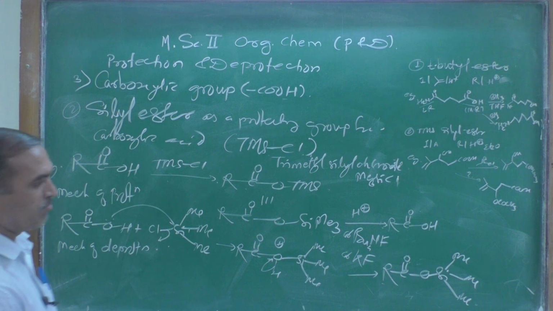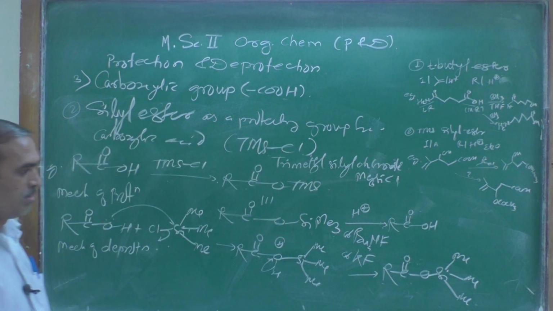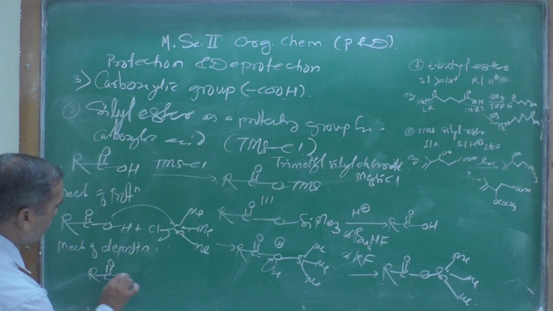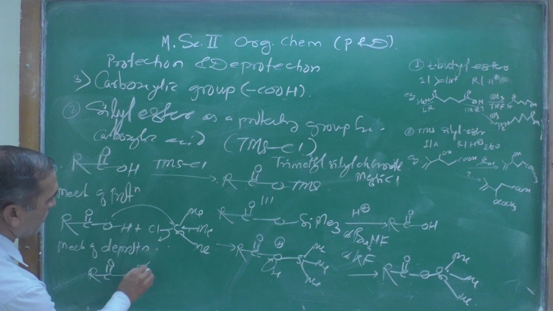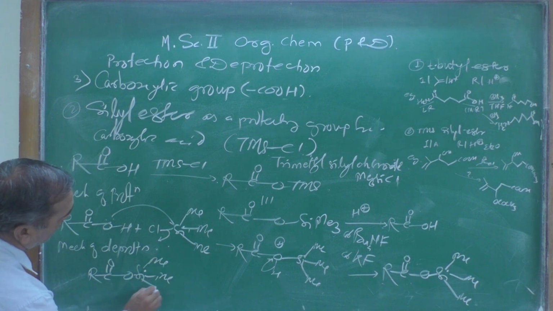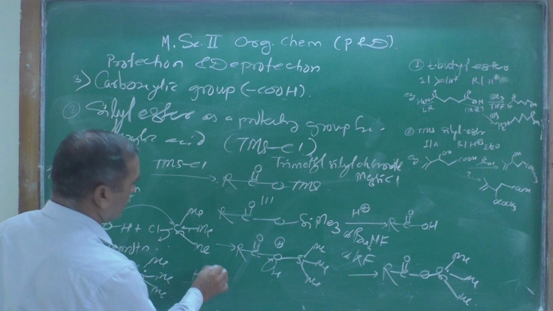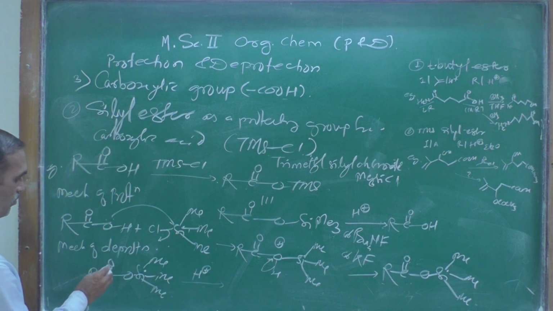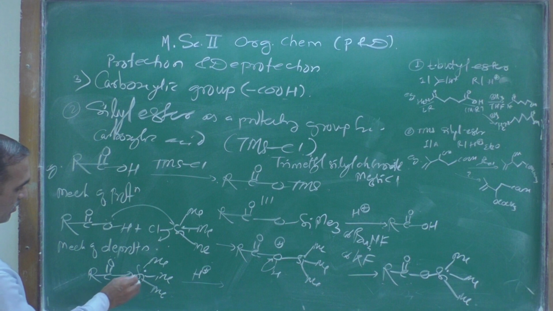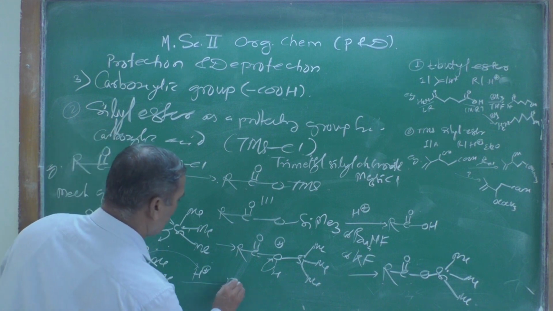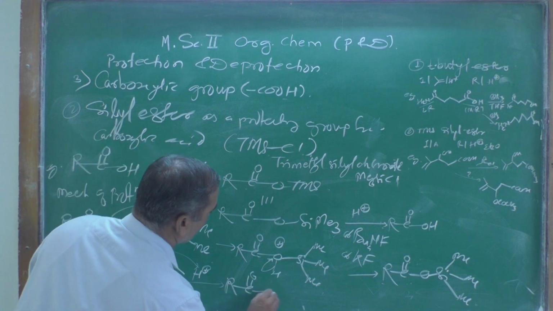Mechanism of deprotection. For that, let us draw this structure once again: R, C double bond O, Si, then Me and Me. Me is nothing but a methyl, and that will be treated with acid. Therefore, the lone pair present on that oxygen atom can pick up that proton, and you will get R, C double bond O, H.